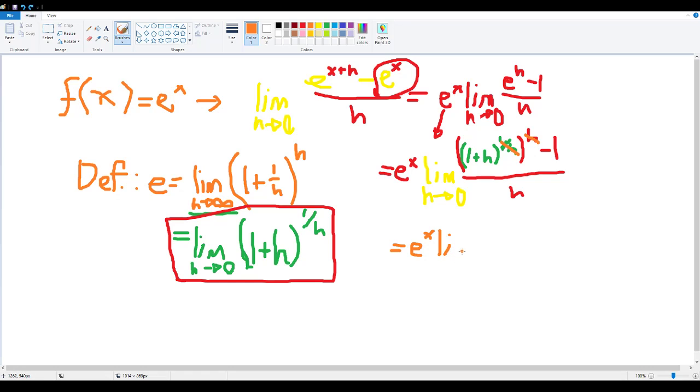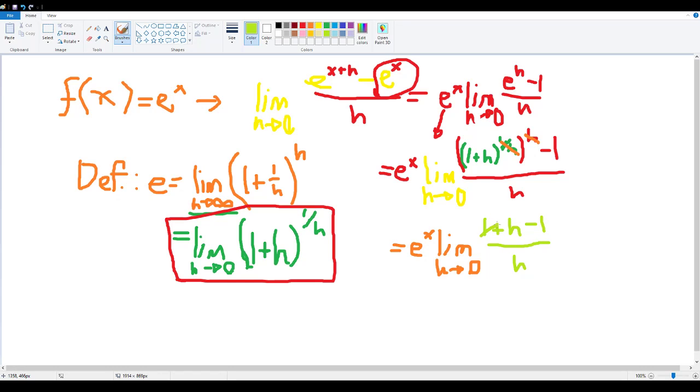Okay, let me rewrite that. That's a little bit sloppy. As h goes to 0 of 1 plus h minus 1. So just write that in this color here. Actually, I'll use this. 1 plus h. I really like using these paint colors. They're fun. Over h. Okay.